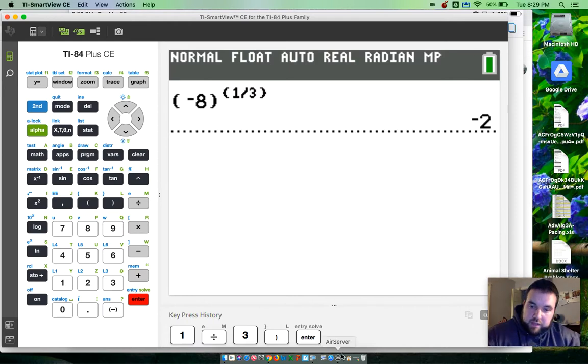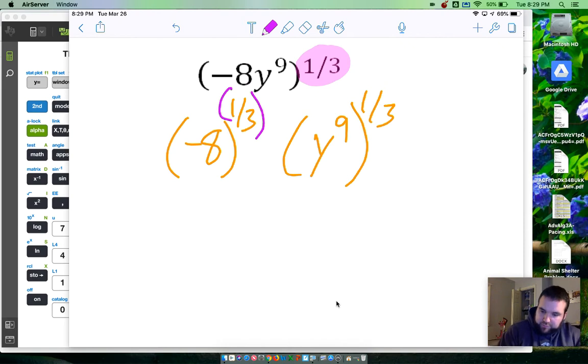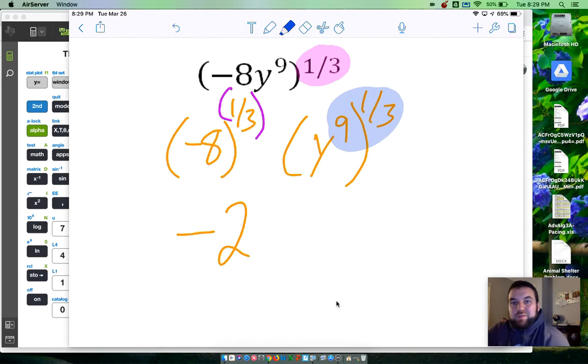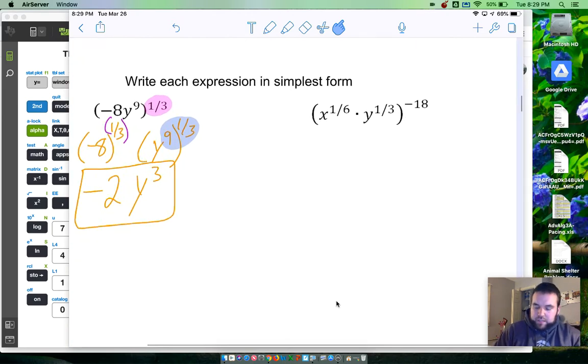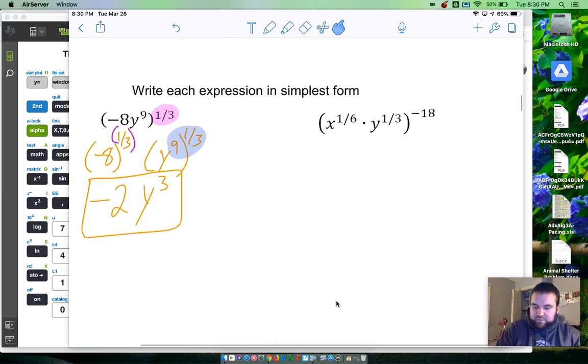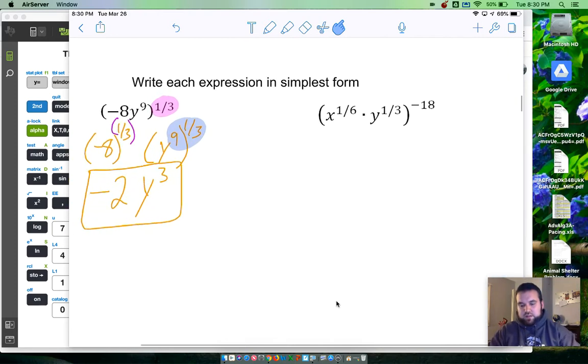So I'm going to come back here. My front value is going to be -2. And then since I have a power for this variable, an exponent raised to another exponent, I'm going to multiply those together. 9 times 1/3, or 9 divided by 3, is the same thing. So it'd be y to the 3rd power. Simplified. Done.